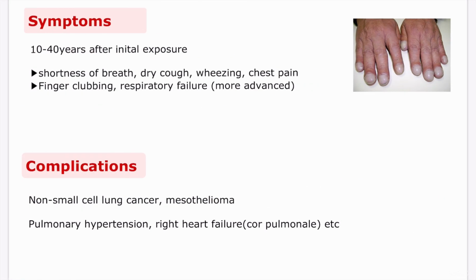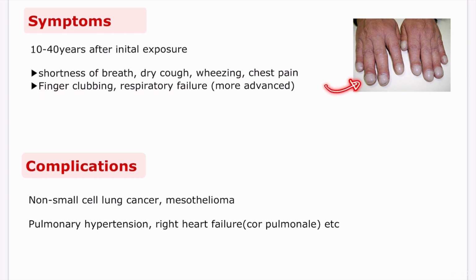What are the symptoms of asbestosis? The symptoms initially appear 10 to 40 years after initial exposure to asbestos. Some patients may be asymptomatic, but some show shortness of breath, dry cough, wheezing, and chest pain. And if the disease is more advanced, you may also see finger clubbing and respiratory failure. This is finger clubbing.